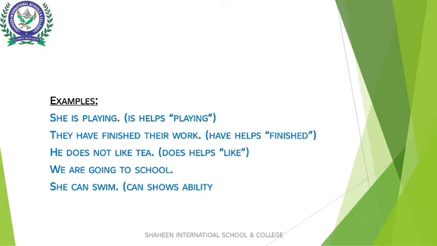He does not like tea. Here, like is the main verb and does not is basically making the negative. We are going to school. Here, going is the main verb and are is the helping verb. She can swim. Here, can is a modal verb and swim is the main verb. Can shows the ability of the noun.